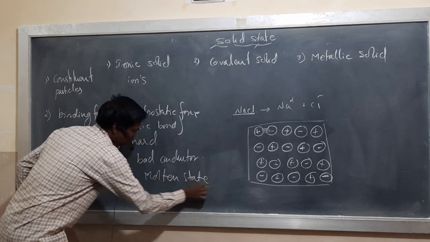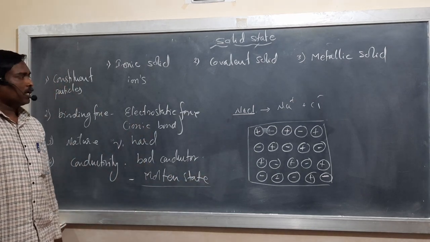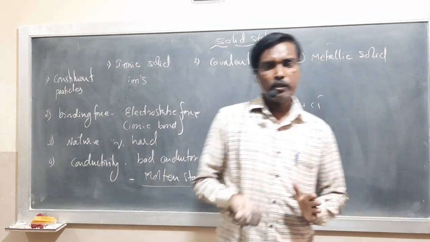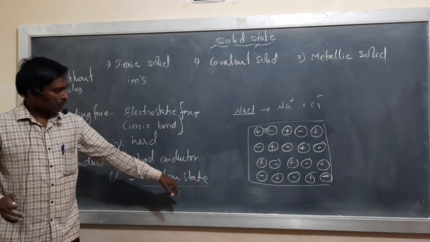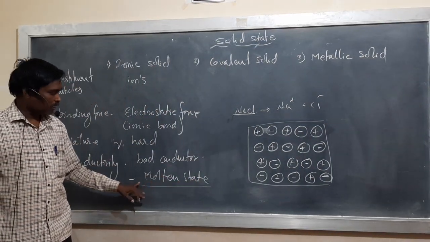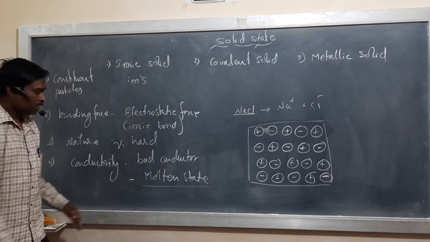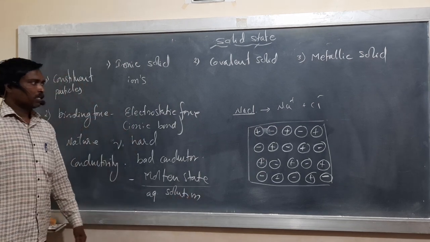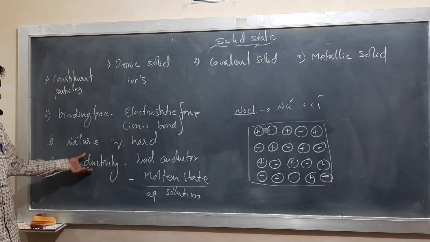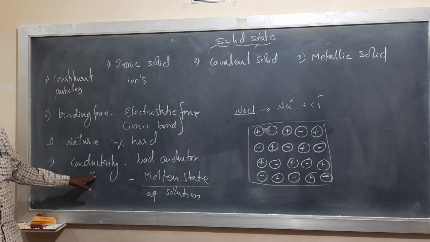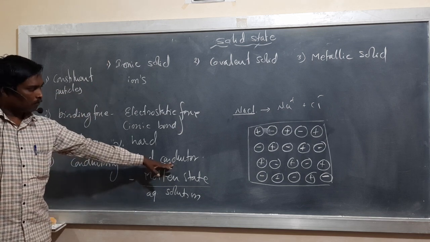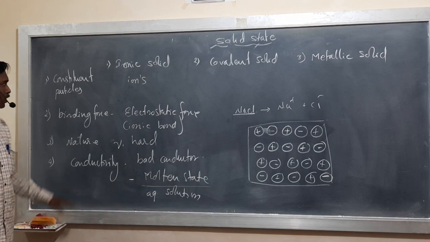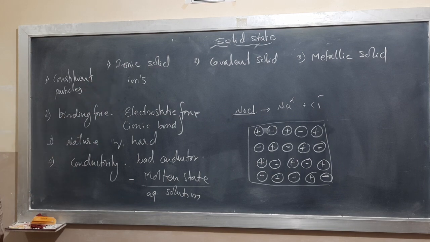Friends, the molten state means the liquid state of ionic solids. When we heat ionic solids, they melt and are converted into liquids. In liquids, we have free ions. That's why in the molten state they conduct electricity, and in aqueous solution also they conduct electricity. Therefore, ionic solids are bad conductors, but they are good conductors in the molten state and in aqueous solutions. So these are the four properties of ionic solids.